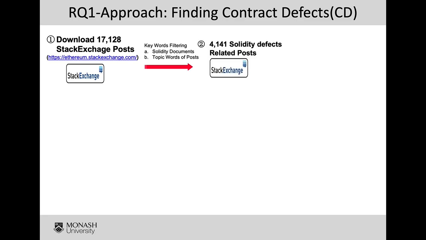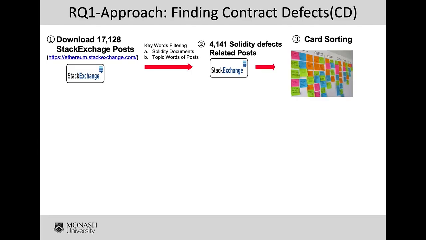To find contract defects, we first download all Stack Overflow posts and use keywords to filter more than 4,000 solidity defects related posts. The keywords consist of two parts. One part is from solidity document. Another part is the topic words of the posts. In the third step, we use card sorting approach to analyze and categorize the filtered posts.